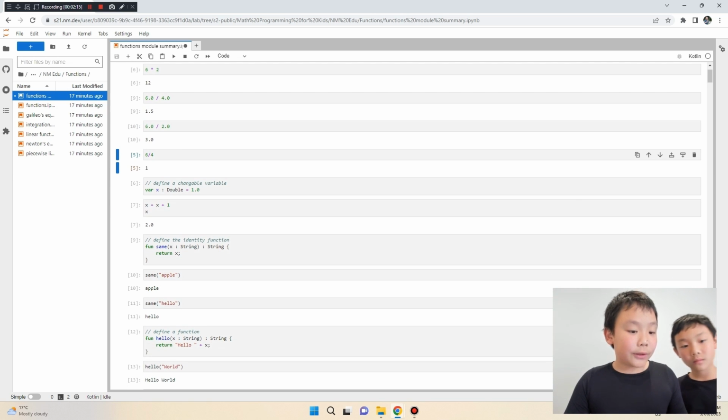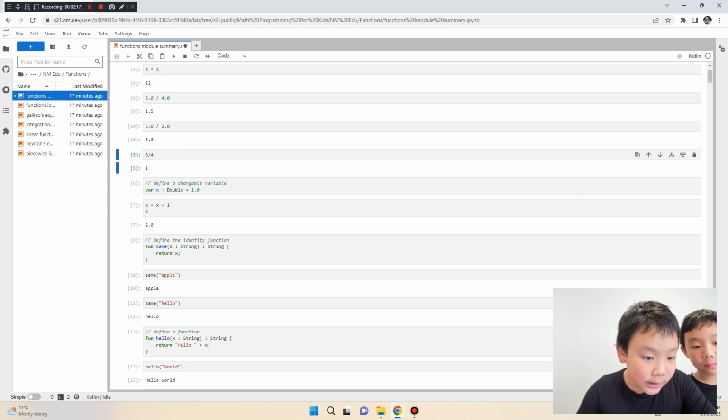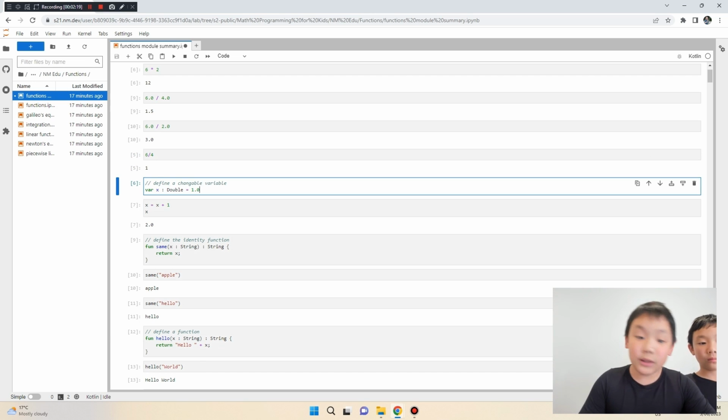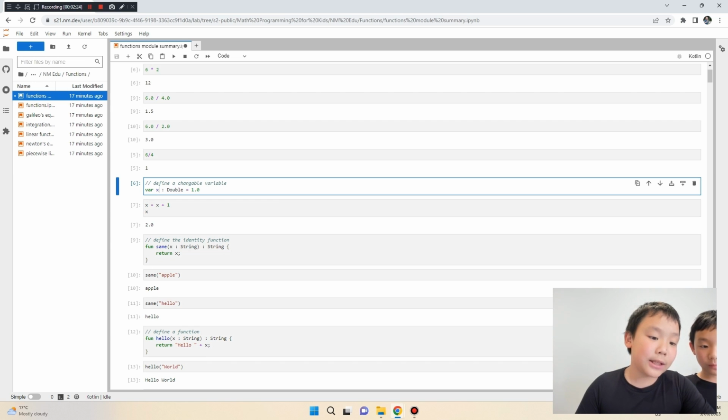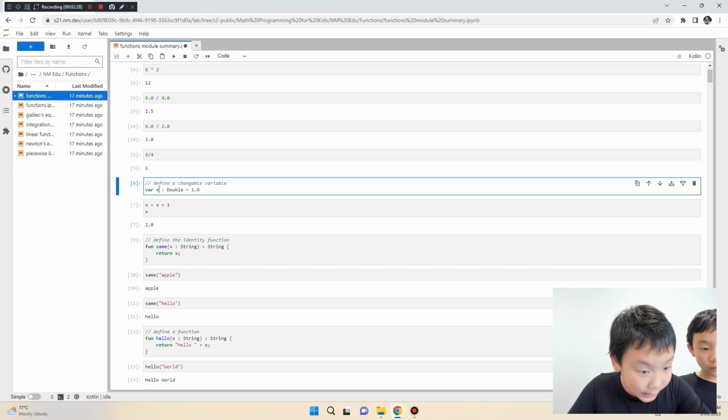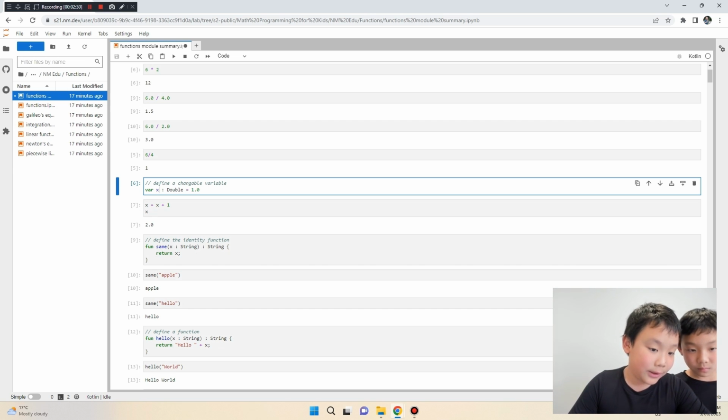Here we have defining a variable. This line of code, or cell, defines x. X is a variable or unknown number, which means it can be anything from 1 to infinity or negative infinity, if that's even a thing. So here we have decided that x is going to equal 1.